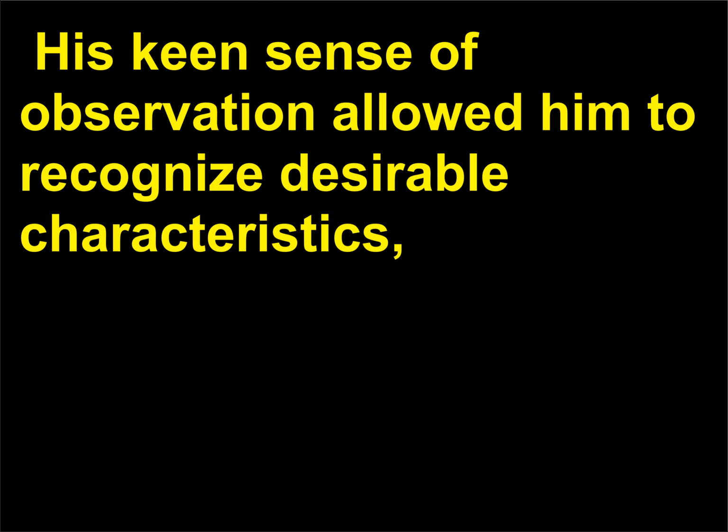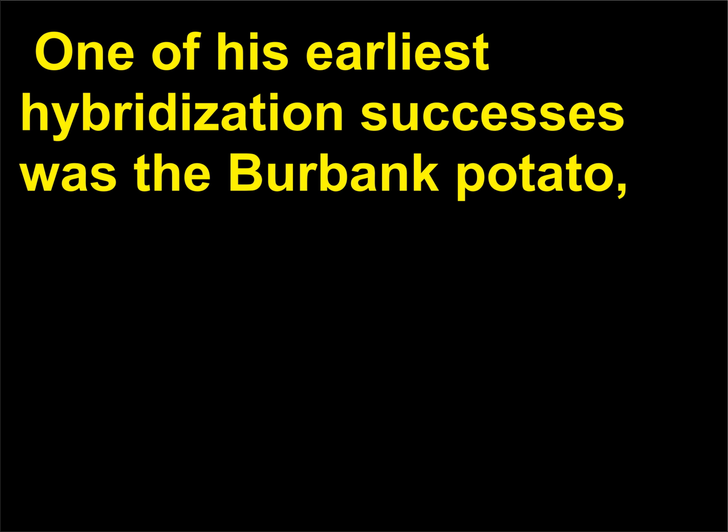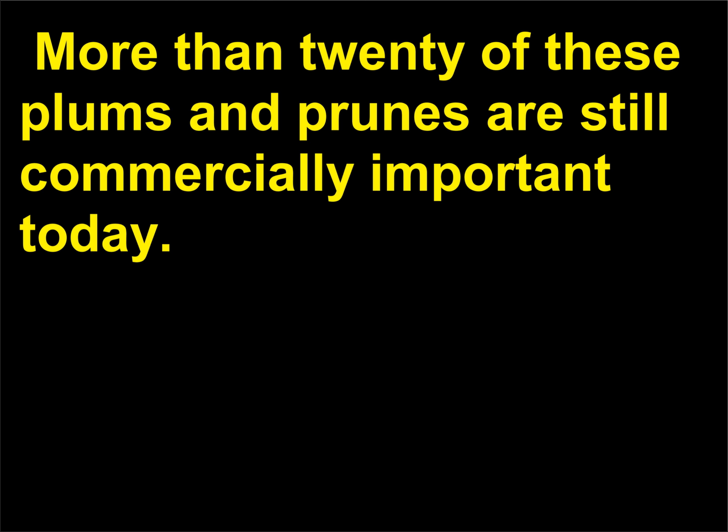His keen sense of observation allowed him to recognize desirable characteristics, enabling him to select only varieties that would be useful. One of his earliest hybridization successes was the Burbank potato, from which more than 800 new strains and varieties of plants, including 113 varieties of plums and prunes, were developed. More than 20 of these plums and prunes are still commercially important today.